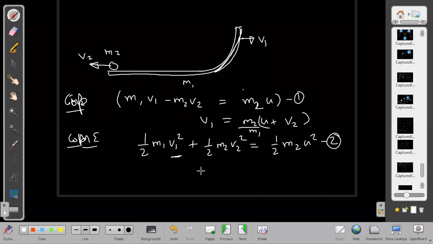V2 and U, sir? You already know U. U is not unknown here. U is known to us, the initial velocity. It will give us an equation only in terms of one variable. V2 is the unknown here. Can we solve it?